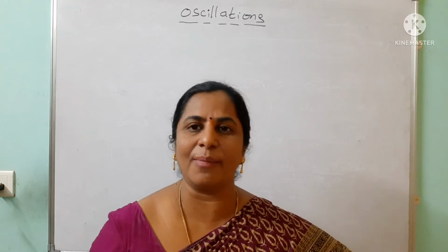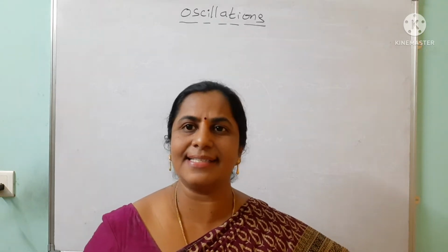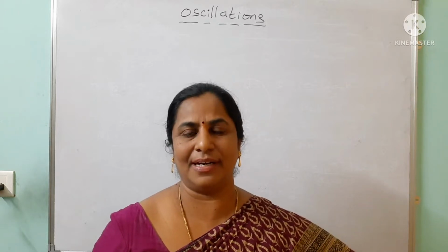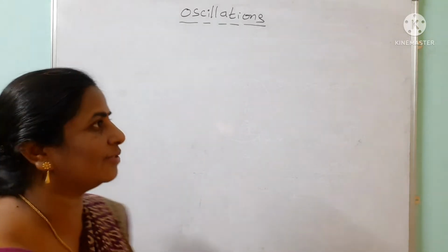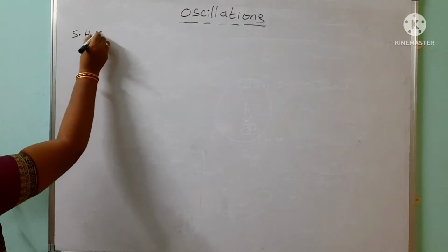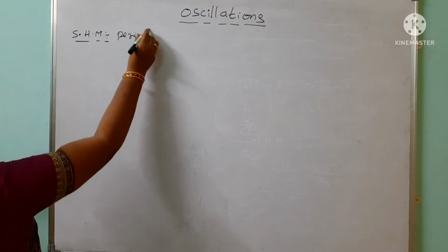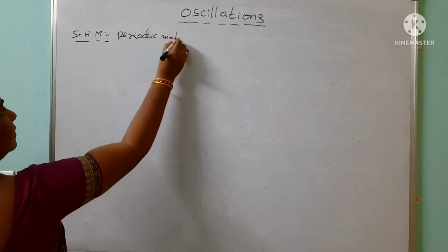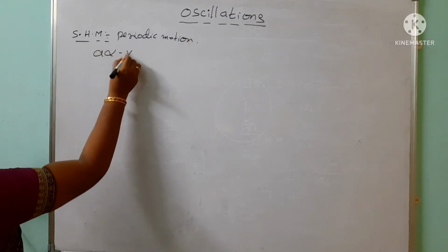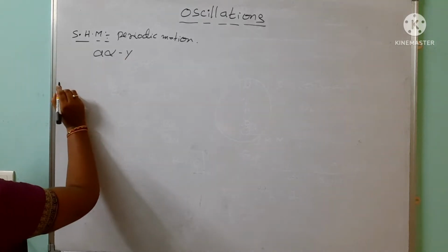What is simple harmonic motion? It must have periodic motion, and at the same time acceleration is directly proportional to displacement. That type of motion is called simple harmonic motion. In simple harmonic motion, it has periodic motion, and acceleration is directly proportional to displacement. Here the negative sign represents that both have opposite directions.